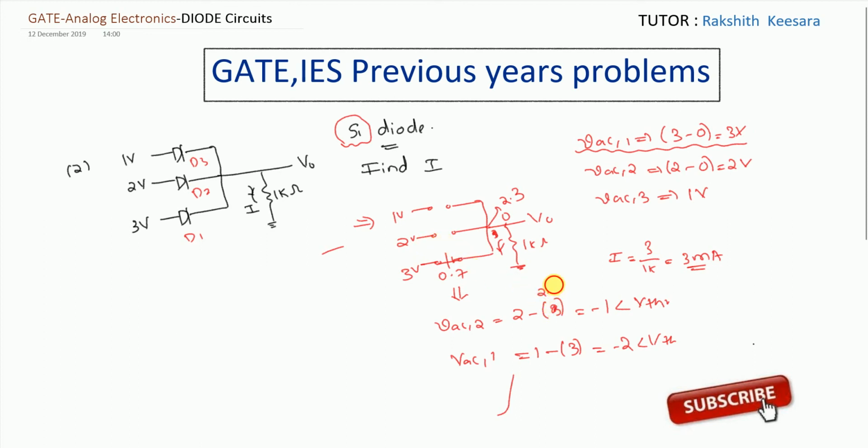So what is the voltage across D2? 2 minus 2.3, that is minus 0.3, less than threshold, so off position. Similarly here also, 1 minus 2.3 is minus 1.3. So what will be the current flowing through this? 2.3 by 1 kilo, that is 2.3 milliampere. These are the small mistakes we will make in the GATE exam, guys. So be focused on the question. I'm going to the next problem.